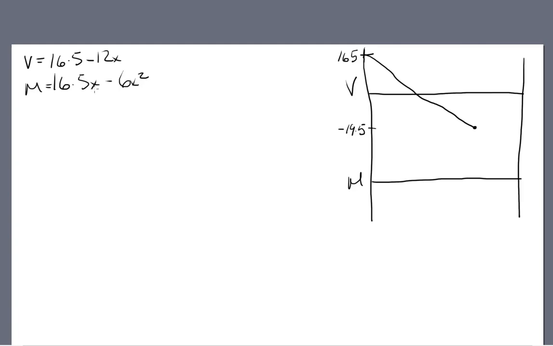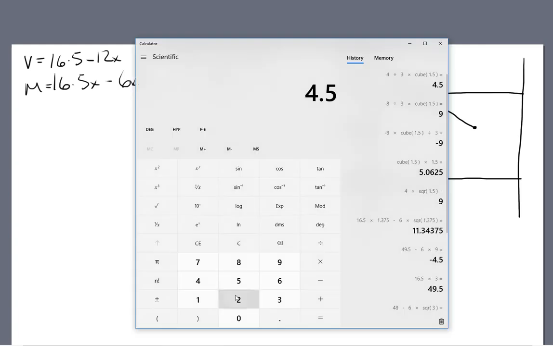We have 16.5x, and by the way, we also have this point right here, which is where the maximum is going to occur. Well, how do we solve for where this happens? Well, we set v equal to 0, so 16.5 subtract 12x equals 0. So x equals, drawing a bit of a blank on that right now, but it's going to be equal to 12 divided by 16.5.